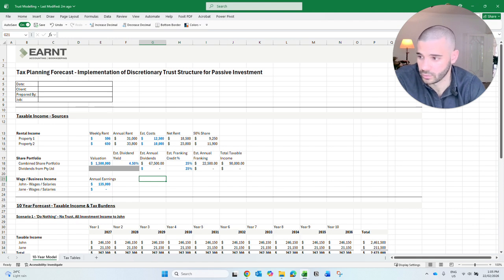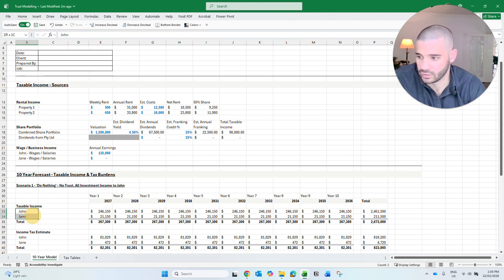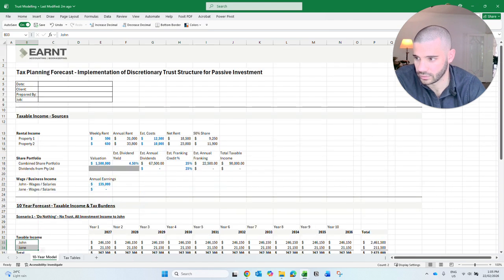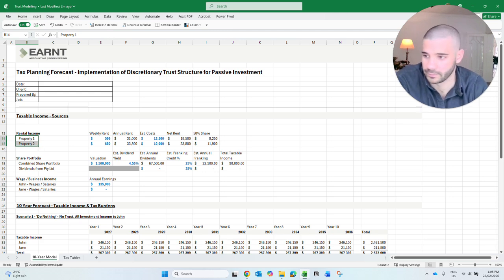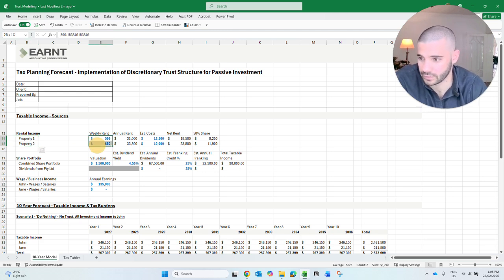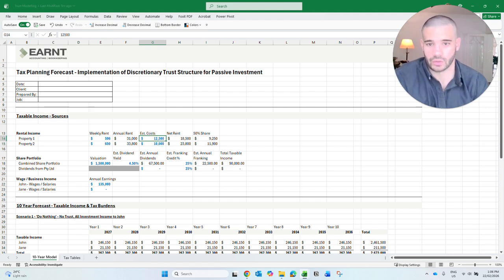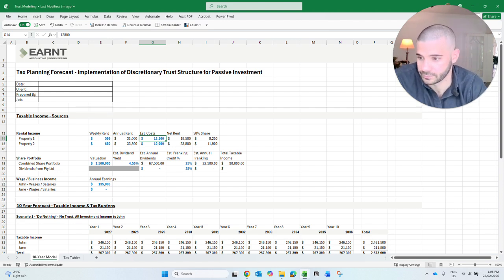So in this example, when I set this up for a client, they already owned 2 rental properties, and we're going to say, this is John and Jane. Okay, so this is a husband and wife couple, and they already had 2 rental properties. So we had, all right, what's the weekly rent? So we're going to type those figures in. What that gives us is our annual rent minus our annual costs. So that's rates, insurance, property manager fees, repairs and maintenance, strata fees, all those sort of costs on the property. That's going to give us our net rental income for the year.